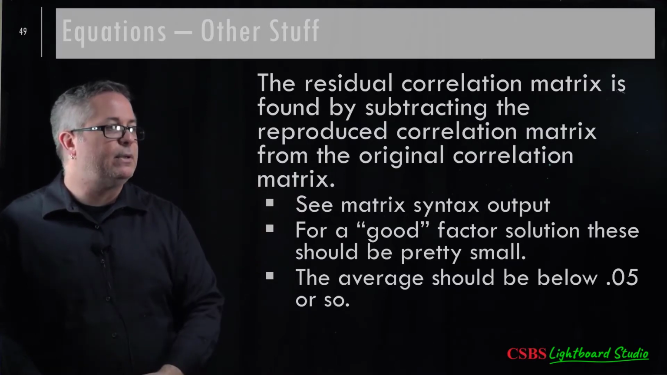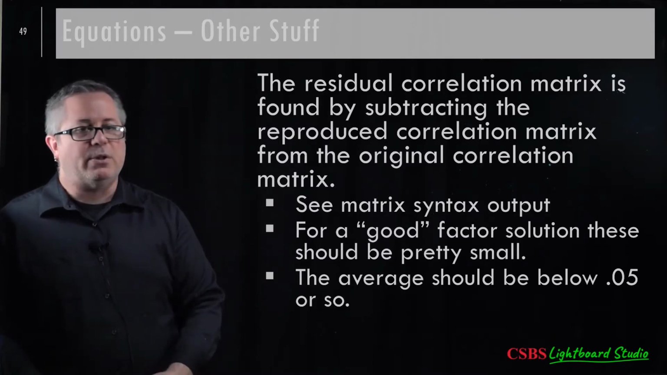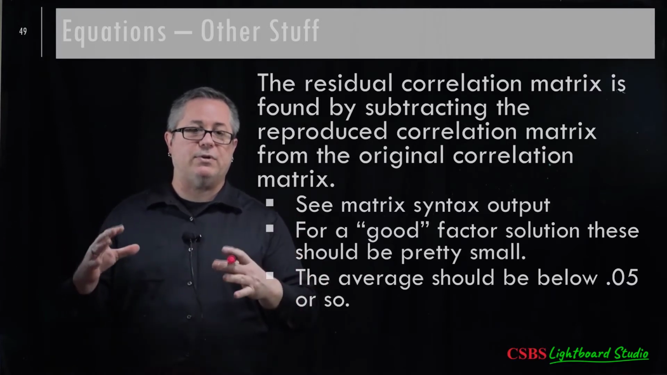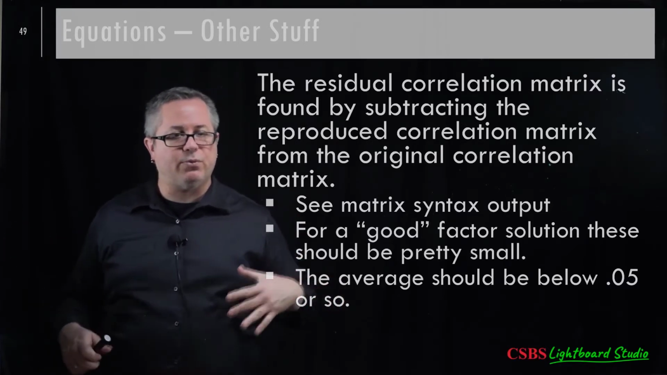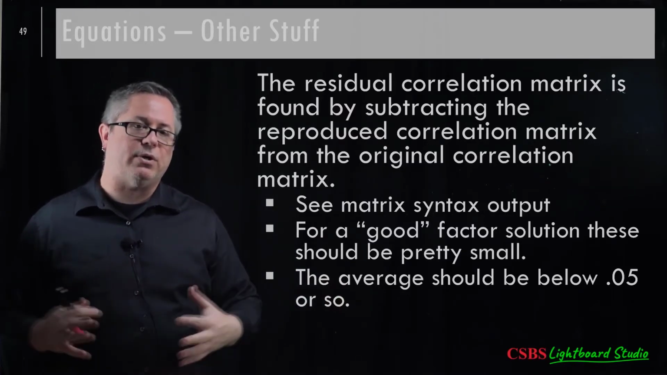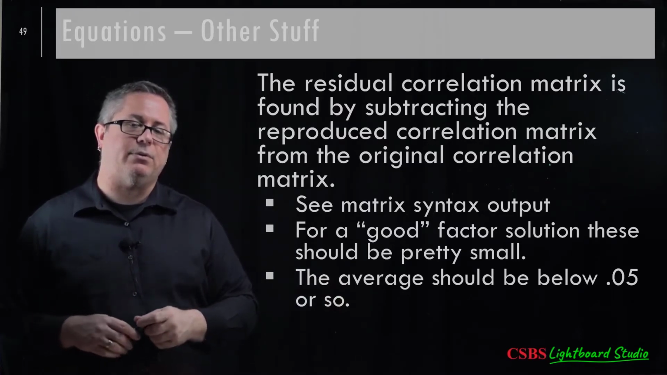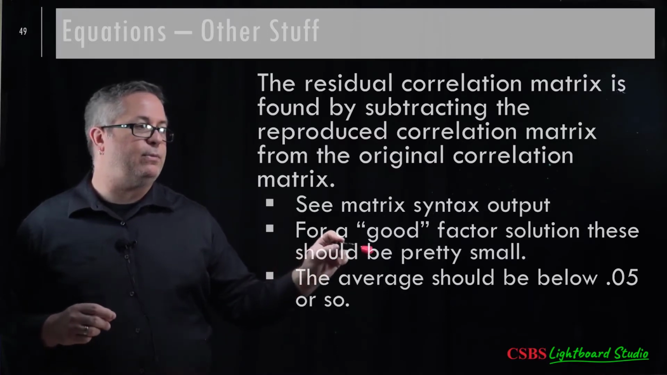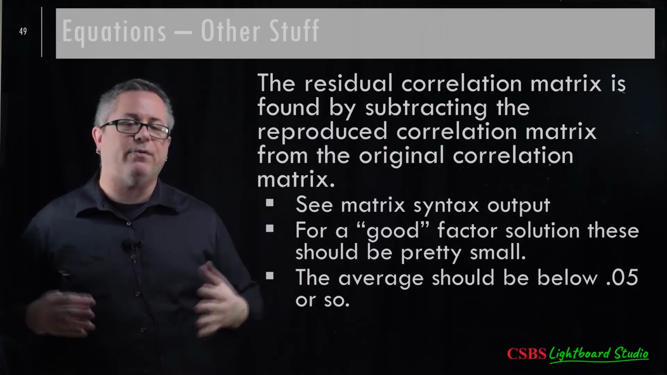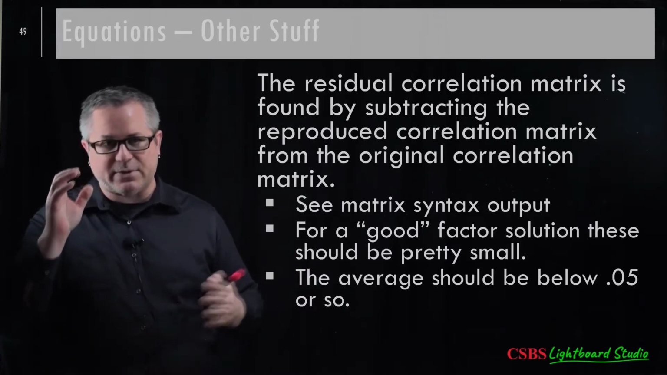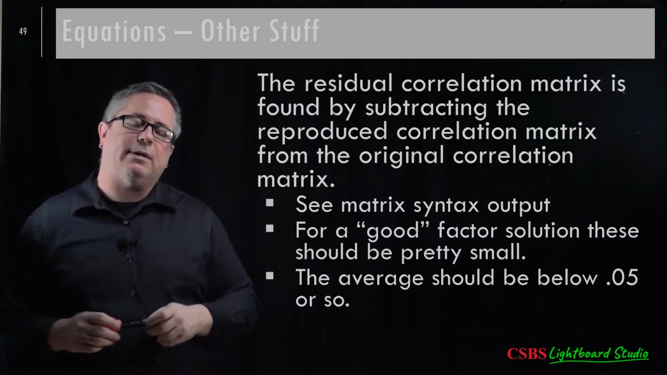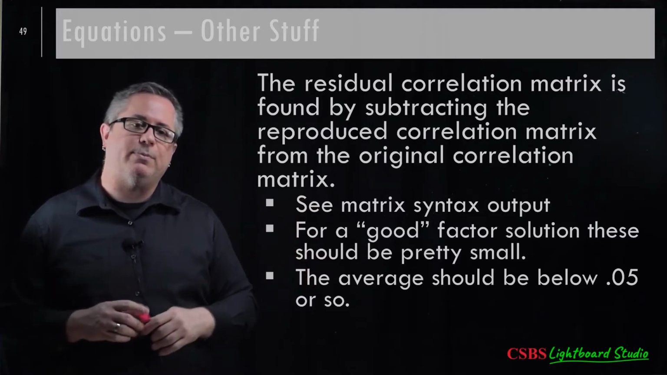But for a good factor solution, the residuals should be small, right? Meaning that you're trying to reproduce correlations, you want to get close. The closer you get to reproducing the actual correlations, the better you are at covering all the relationships and all the patterns in your correlation matrix. So these should be pretty small. As a matter of fact, you want them to be 0. But they're not going to be perfectly 0 because you're not retaining all the factors. The fewer factors you retain, there's going to be a bigger difference between the original and reproduced matrices.